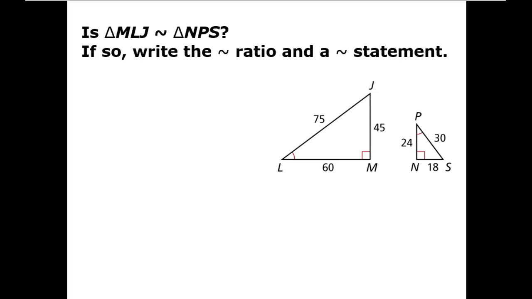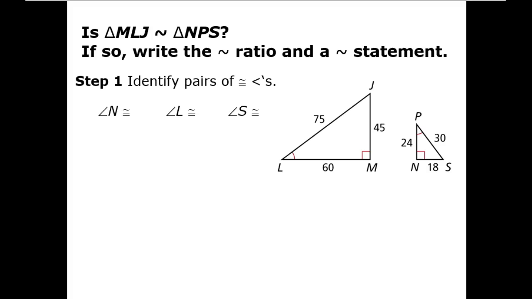So then it says triangle MLJ is similar to triangle, or is it? This is a question. So again, they're not always going to work. If so, write the similarity ratio and a similarity statement. So a similarity statement is a statement about similarity, just like a congruence statement is a statement about congruence. Keep that in mind.